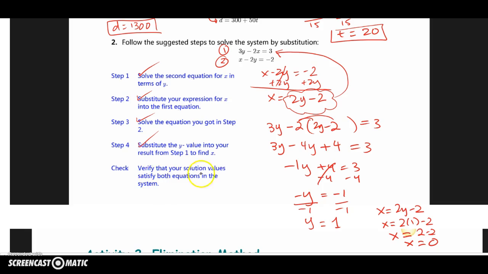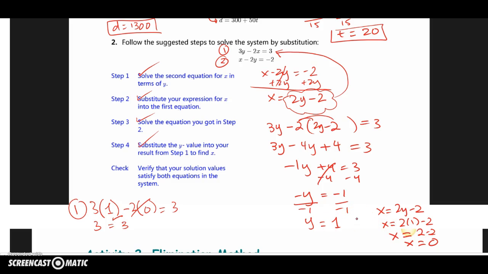Last thing I got to do is check to verify to make sure the 0, 1 I got actually works for both equations. So let's go plug those in. When I take x equals 0 and put it in equation 1 right here, and y equals 1 and put it in equation 1 right here, the negative 2 times 0 cancels out, and I get 3 equals 3, which, yep, is a true statement. So the solution works for the first equation.